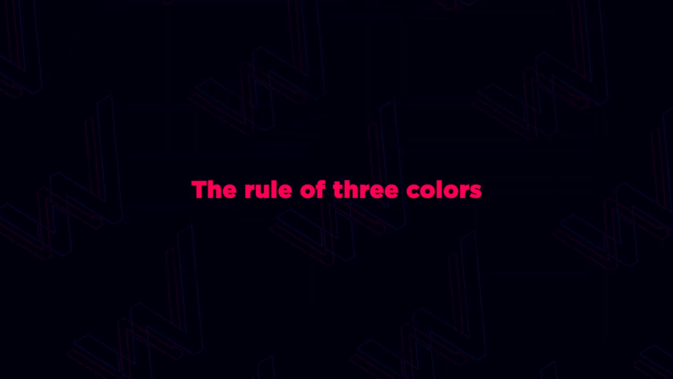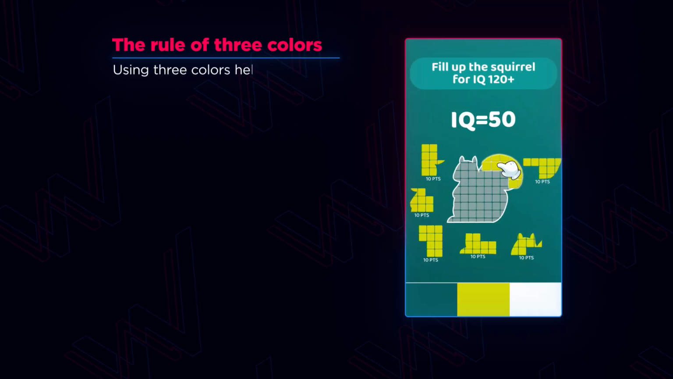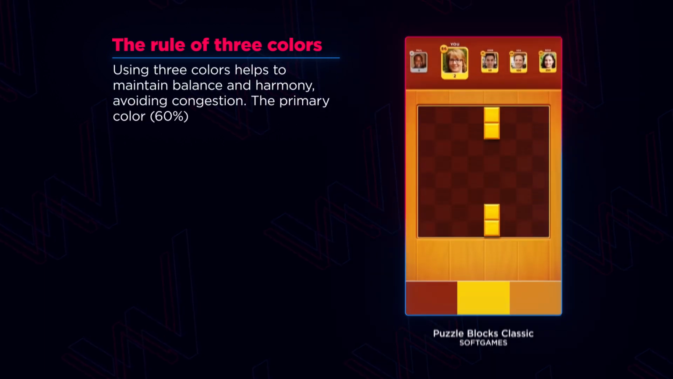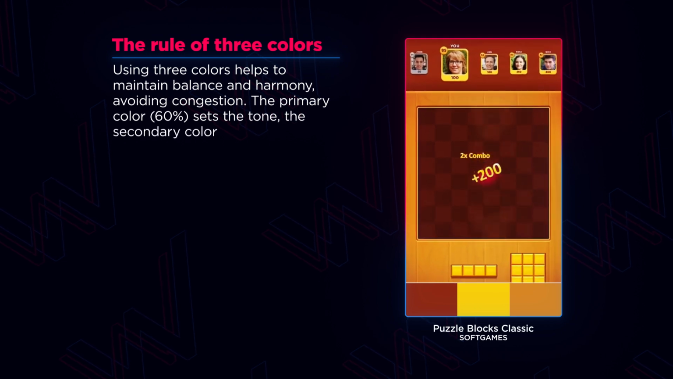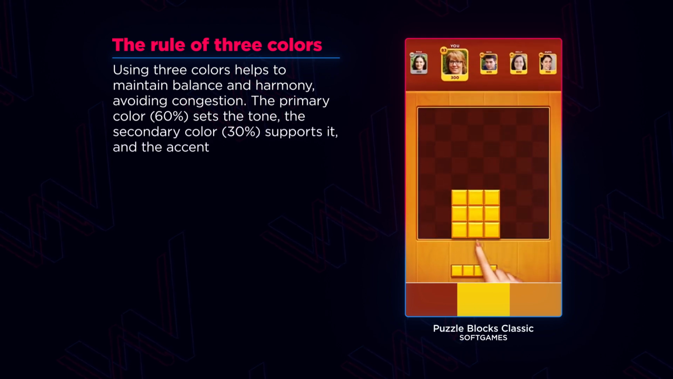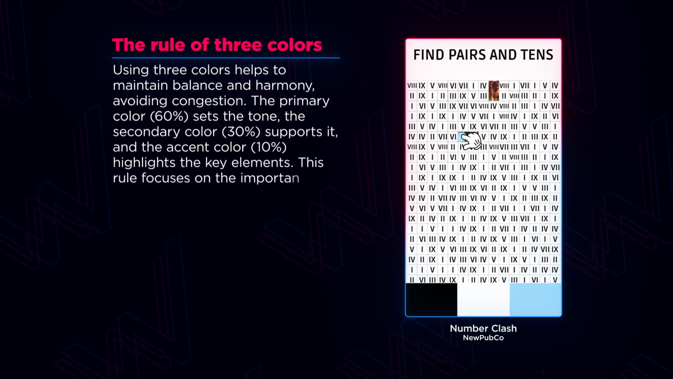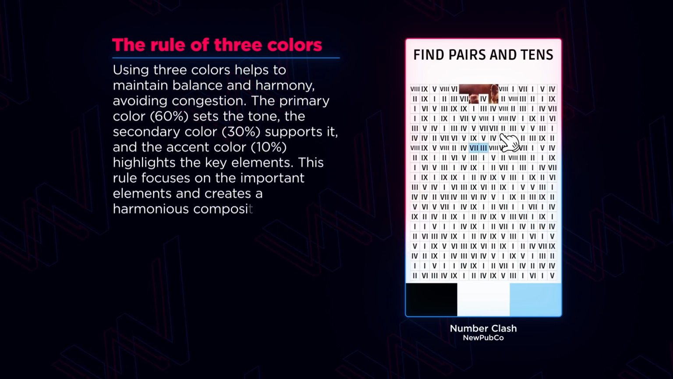The rule of 3 colors. Using 3 colors helps to maintain balance and harmony, avoiding congestion. The primary color, 60%, sets the tone, the secondary color, 30%, supports it, and the accent color, 10%, highlights the key elements. This rule focuses on the important elements and creates a harmonious composition.